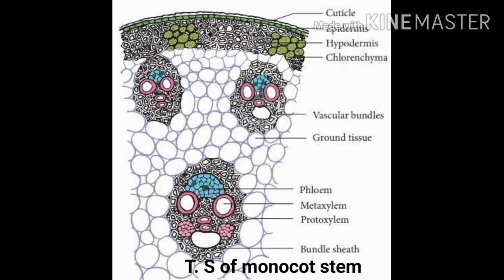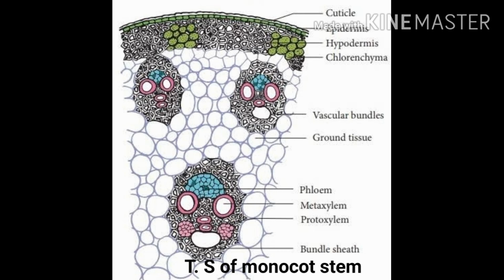So the next one is monocot stem. Here also the first layer is epidermis, which is meant for protection, and it also consists of a layer called cuticle. The next one, below the epidermis, is called hypodermis, which is made up of sclerenchymatous cells. Then the next layer is called cortex. Here in monocot stem, the cortex is not differentiated into endodermis, pericycle and pith when compared to dicot stem, because the vascular tissues are scattered in the monocot stem.